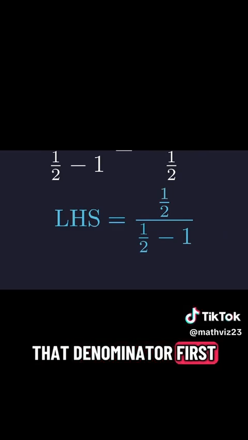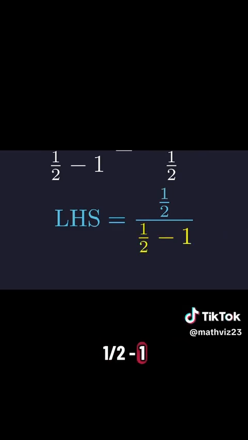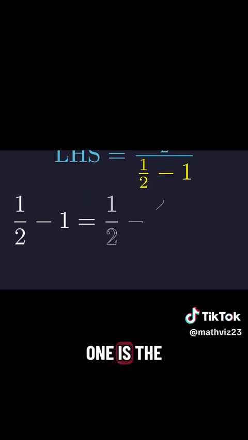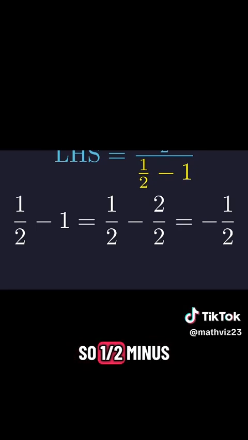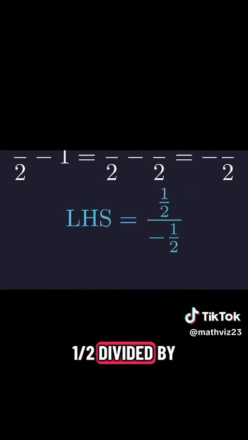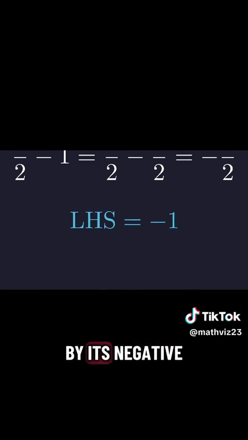Starting with the left side, let's work out that denominator first. 1/2 minus 1. To compute this, we need a common denominator. 1 is the same as 2/2, so 1/2 minus 2/2 gives us negative 1/2. Plugging that back in, we have 1/2 divided by negative 1/2. A number divided by its negative is always negative 1.